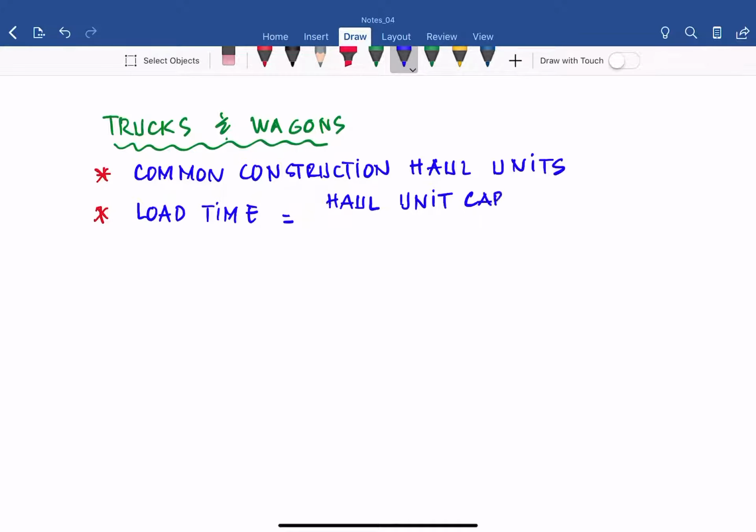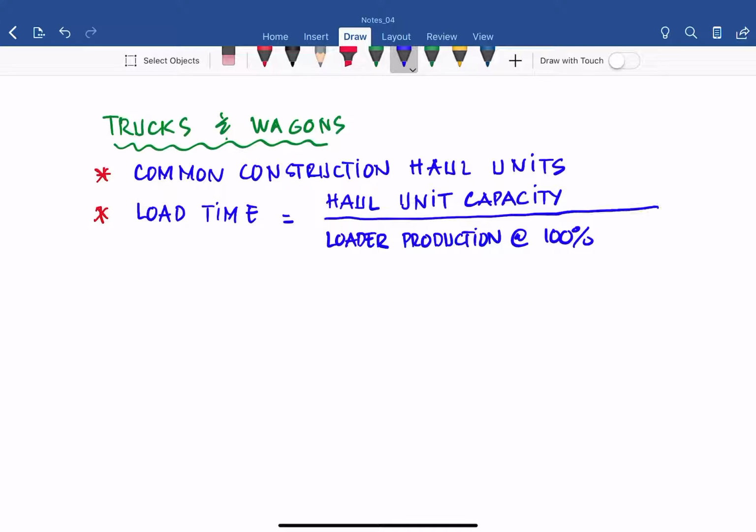So capacity divided by the loader production, loader or excavator production at 100% efficiency. What does that mean? We assume the loader operate at 100% efficiency so that we can determine the load time.